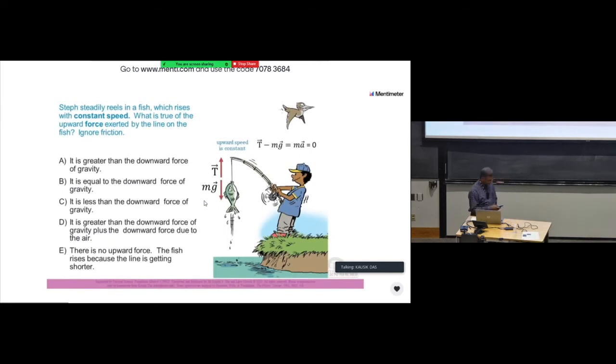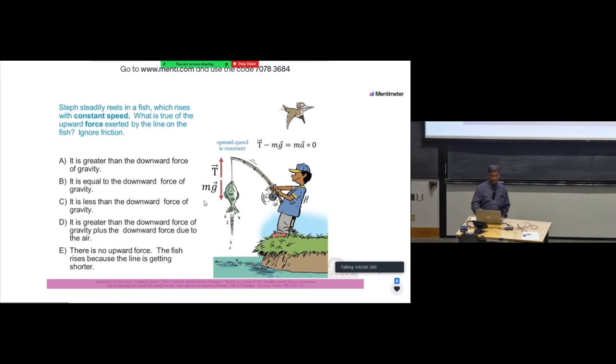Let me explain why. There are two forces acting on the fish: tension upward and weight in the downward direction. What does Newton's second law say? The net force acting on the fish is equal to mass times acceleration. But the fish is moving upward at a constant speed, so mass times acceleration is 0. So tension has to be equal to the weight, right?